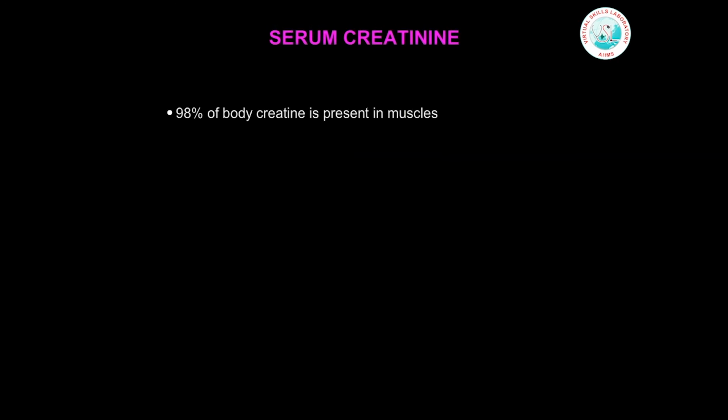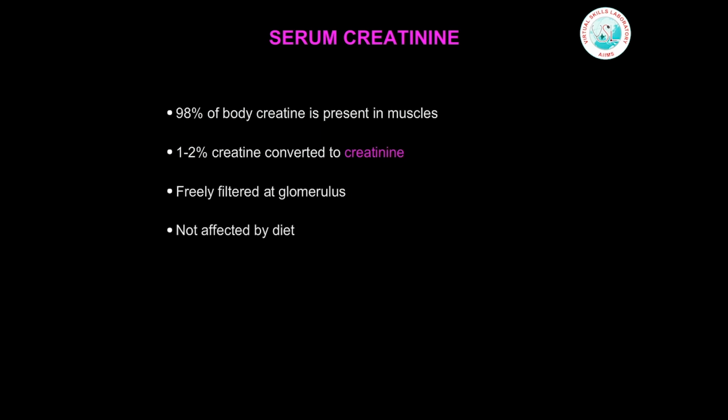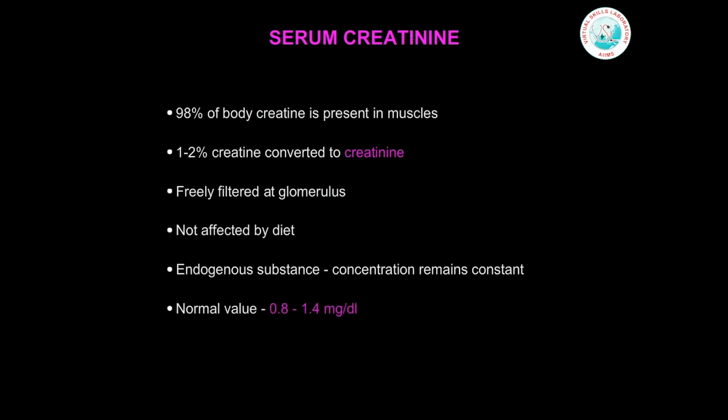98% of body creatine is present in the muscles, where it acts as a store of high energy. About 1 to 2% of total muscle creatine is converted daily into creatinine, which is freely filtered through the glomerulus. Plasma creatinine is not affected by diet. It is an endogenous substance, the concentration of which remains constant. Normal serum creatinine falls in the range of 0.8 to 1.4 milligrams per deciliter.